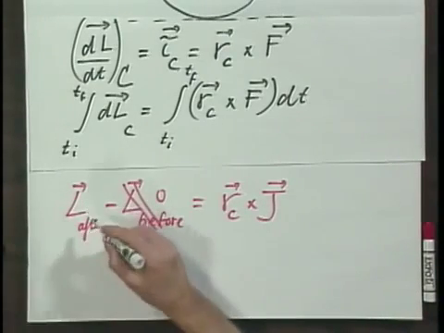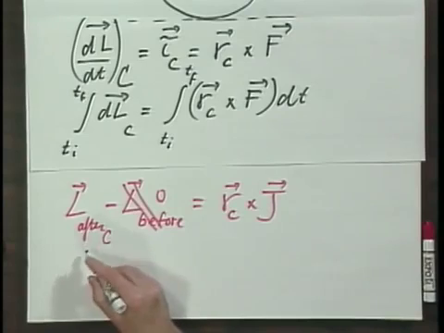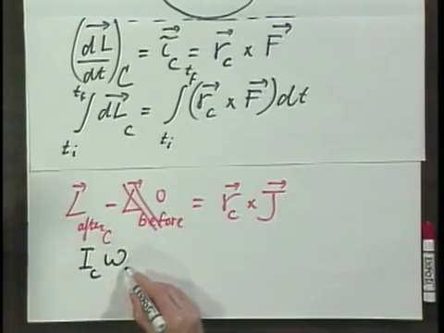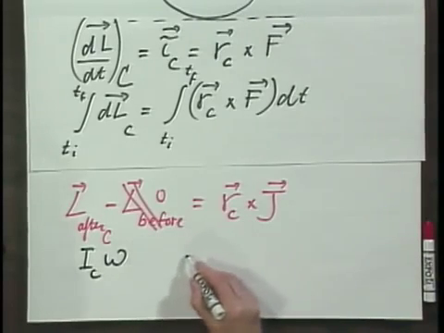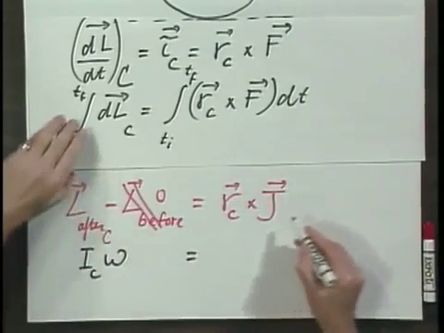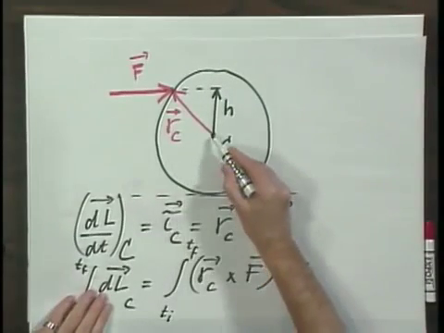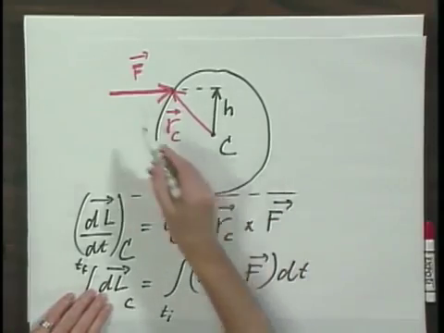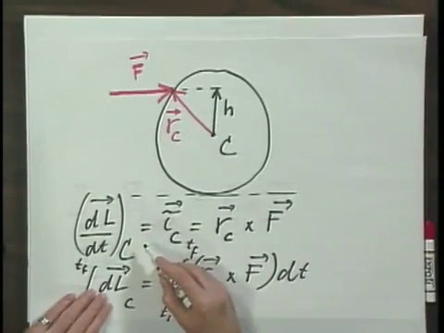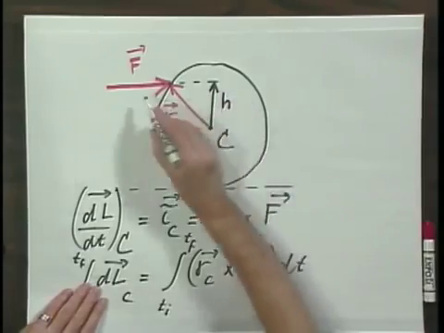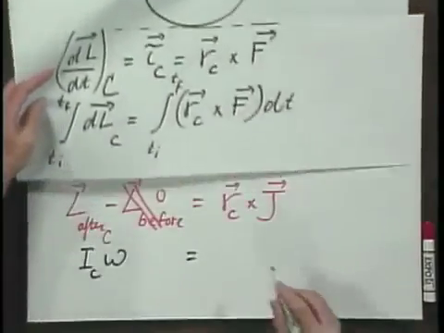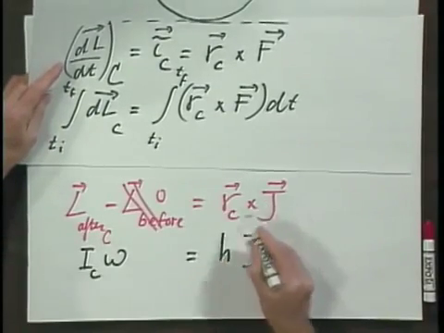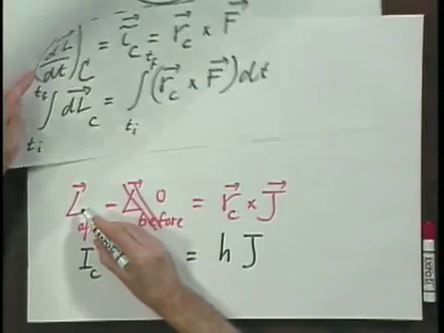The magnitude of the angular momentum about the center of mass is the moment of inertia about the center of mass times the angular velocity after the impulse has been given. And the magnitude of this quantity, and I want you to think of that yourself, R of C cross J, J is also in this direction, that is going to be H times J. And you work that out for yourself. So I get H times J. This is the magnitude of this vector. And this is the magnitude of this vector.